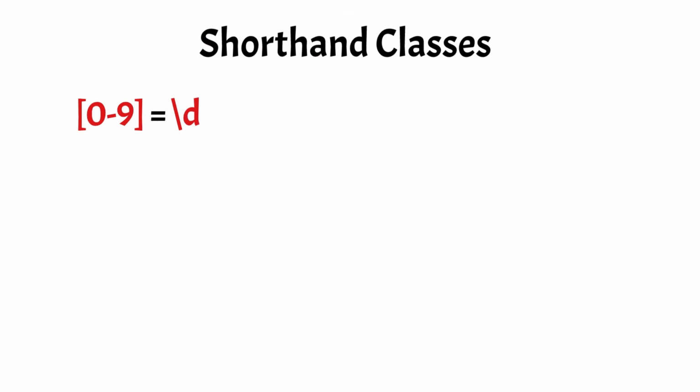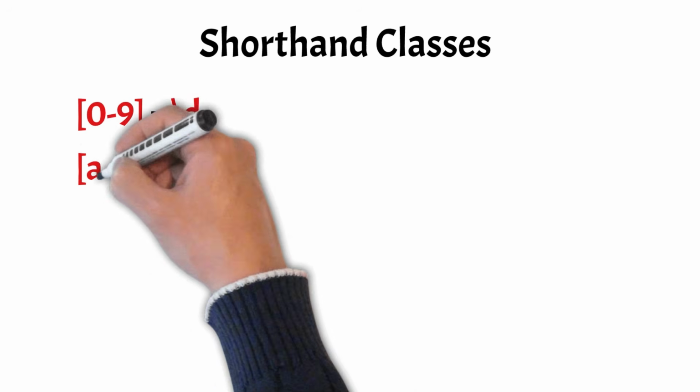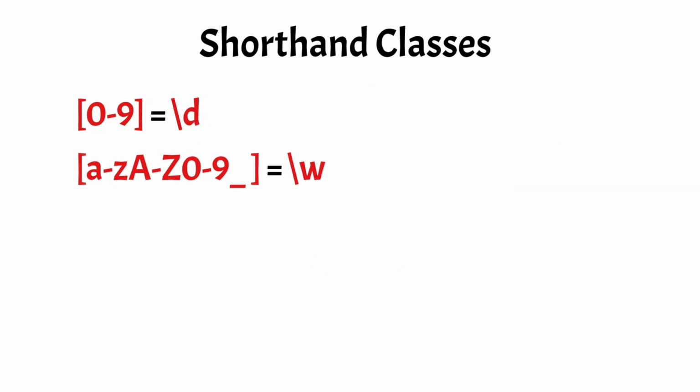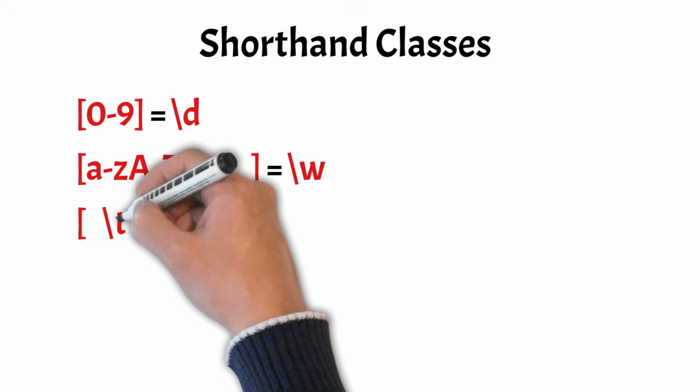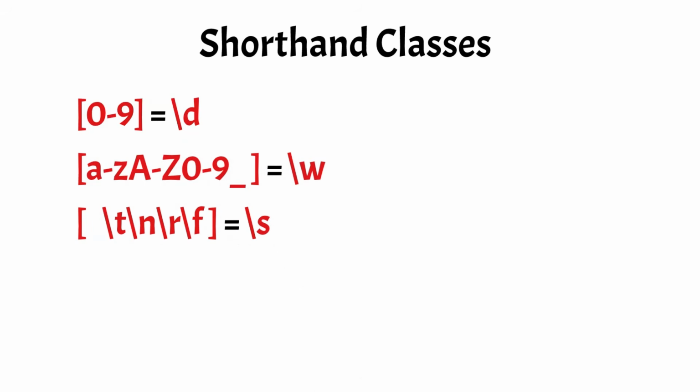First up is \D, which instantly replaces the entire 0 to 9 range to look for any single digit. Next is \W, a massive shortcut for a word character. This replaces all lowercase letters, uppercase letters, digits, and underscores in one go. Finally, we have \S, which looks for whitespace.